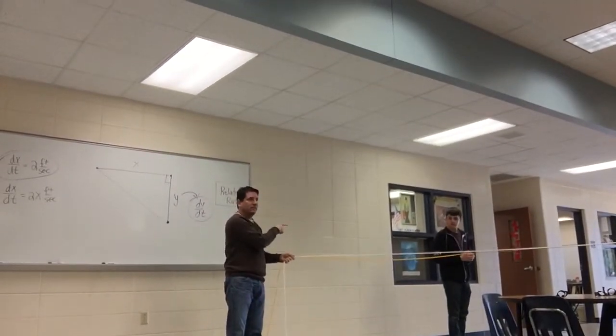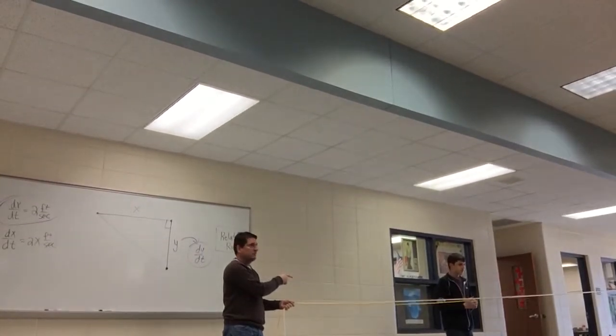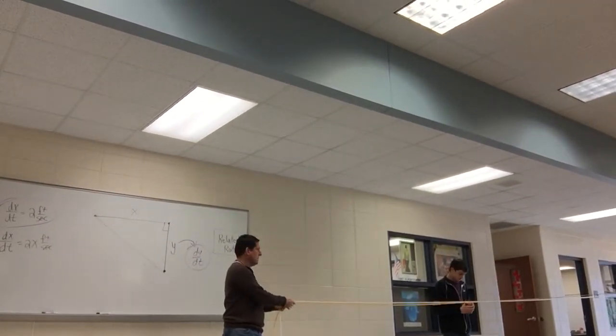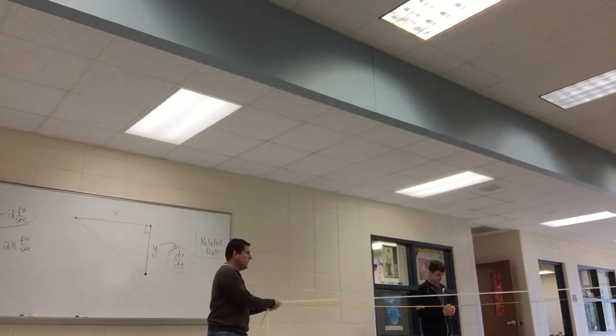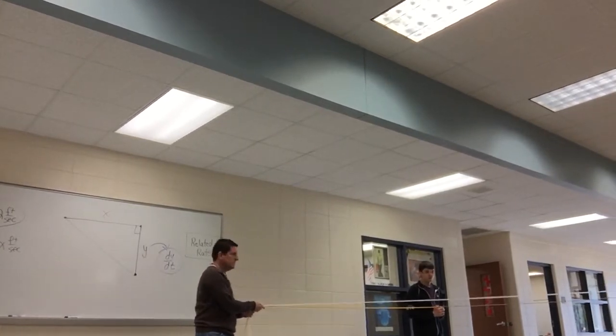Still a right triangle. We're forcing it to stay a right triangle. Okay? So they're both going to stay stationary. Okay? And then I'm going to walk backwards. Okay?